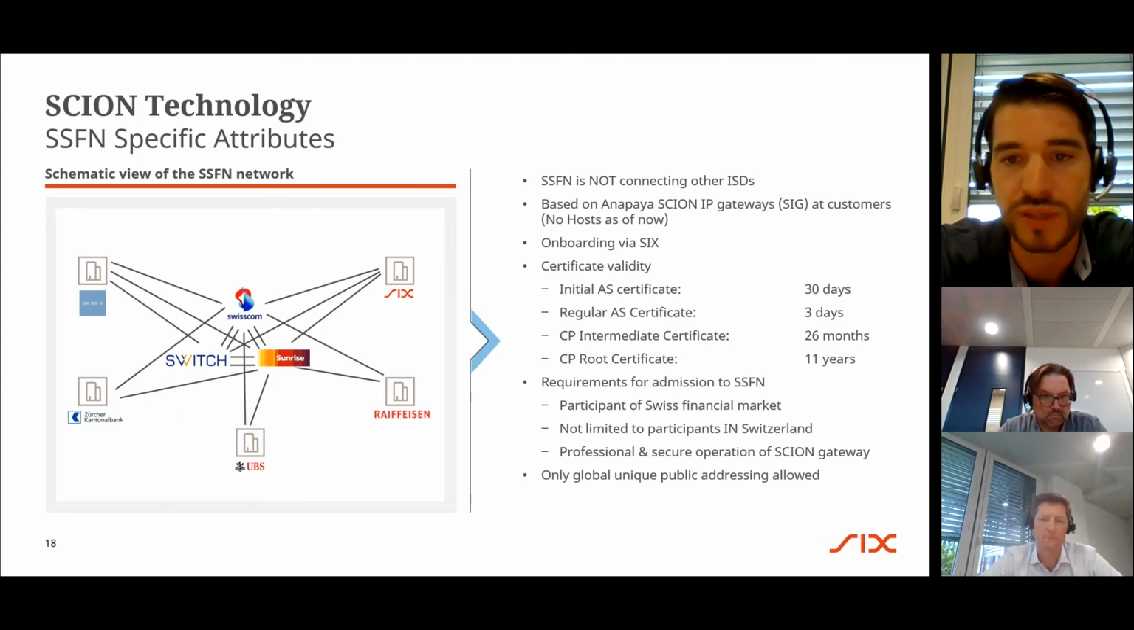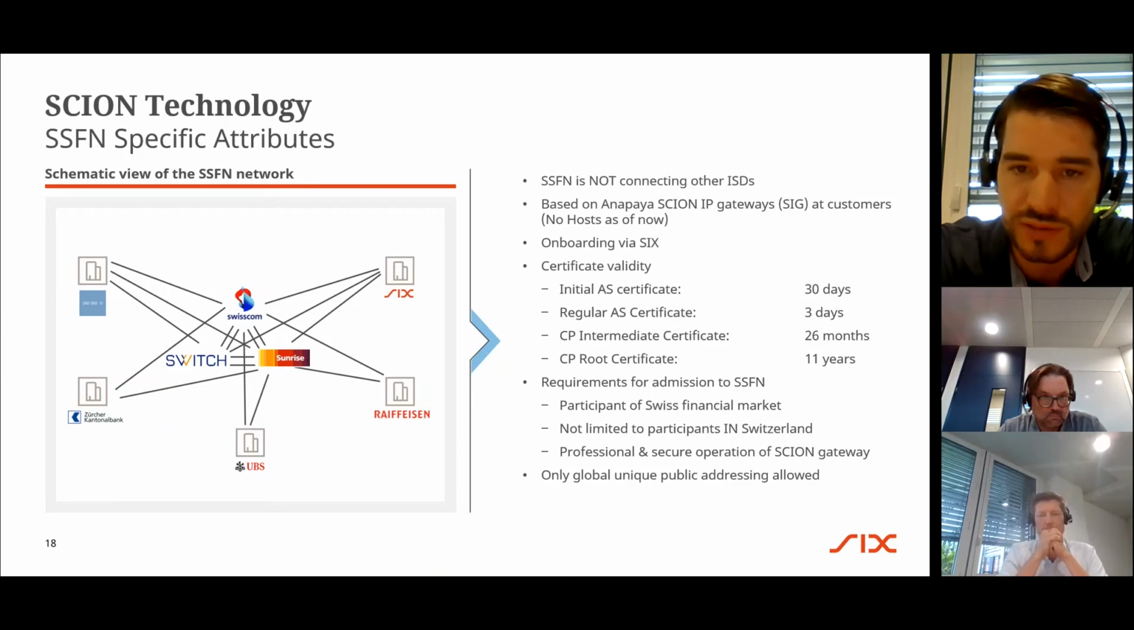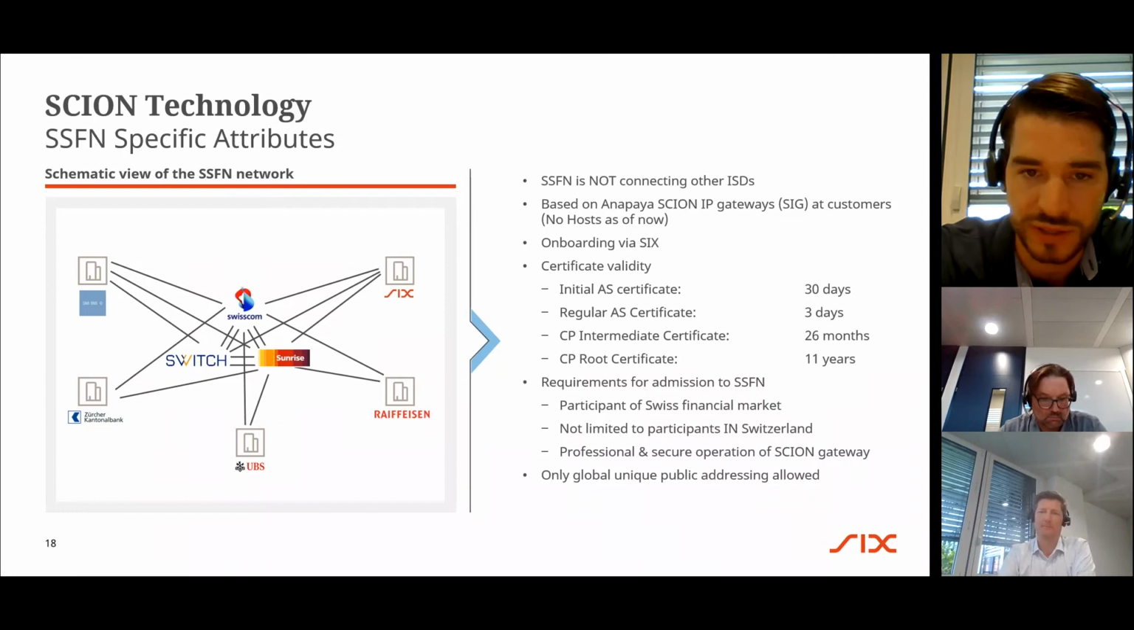And as such, we have an intermediate certificate on each of the PKIs that does renewal and stuff. And of course, then there is the root certificate, which is related to the TRC, which is valid for about 10 years with 1 year of exchange period, if you wish.